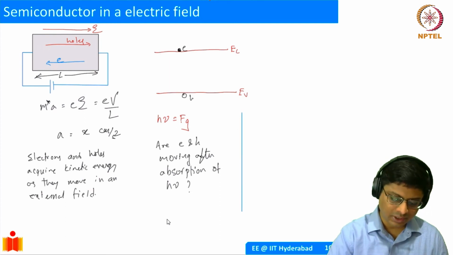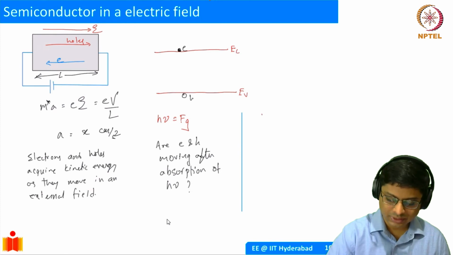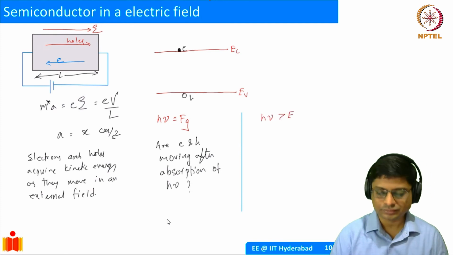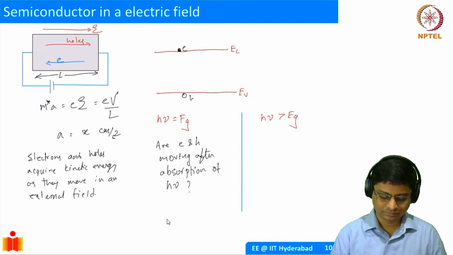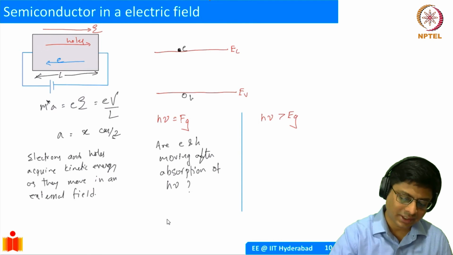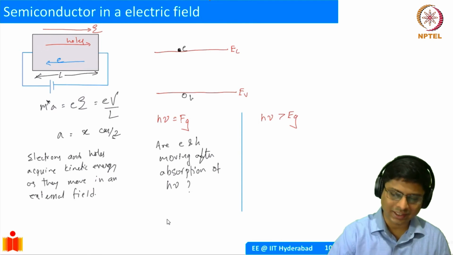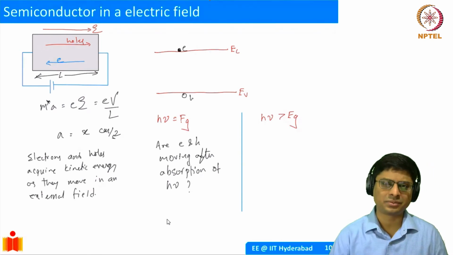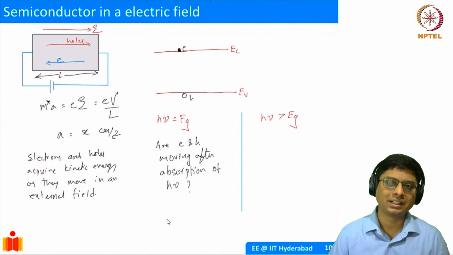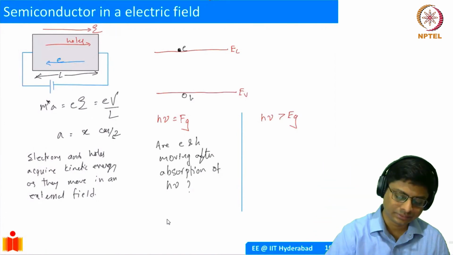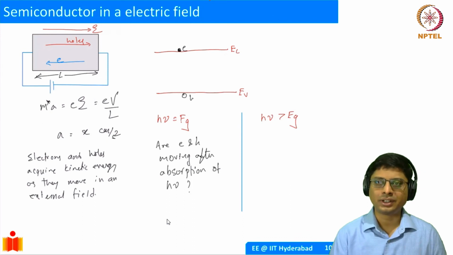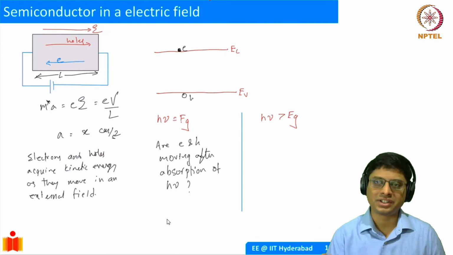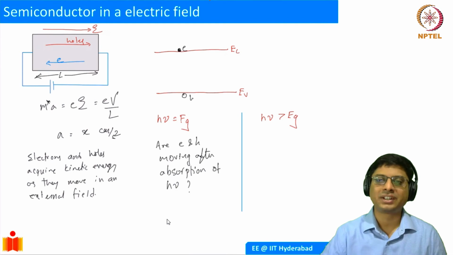Let's say now hν is greater than Eg. What would happen? Let's take the same case. I had an electron at the edge of the valence band, and I'll make it go into the conduction band. Now, it uses Eg energy to break the bond, but then it has an additional energy. That is spent, basically given to the electron.